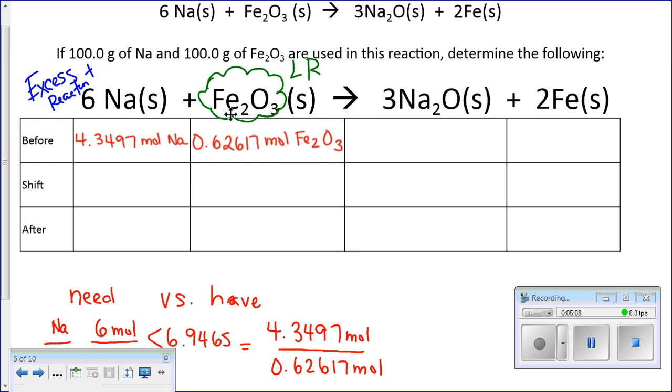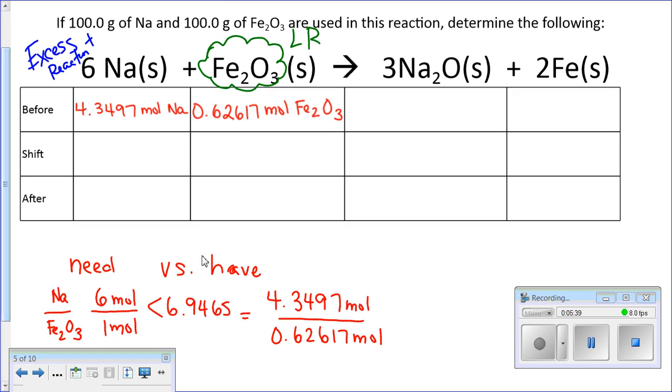If you accidentally mix this up and you made sodium your limit and iron 3 oxide your excess, once you do your table, you would end up with a negative answer down here for the after part of your reactant side. And right there you would know you can't have negative moles, so you would go back and switch what your limit and excess reactants were. But I'm telling you, from this ratio right here, since I have more sodium than I need, sodium is the excess and iron 3 oxide is the limit. Okay, so I'm going to work all of this problem off of that.